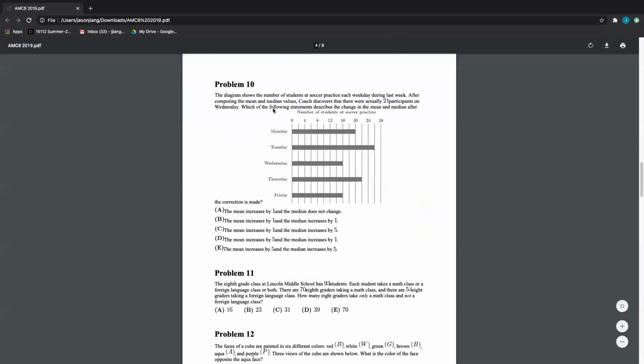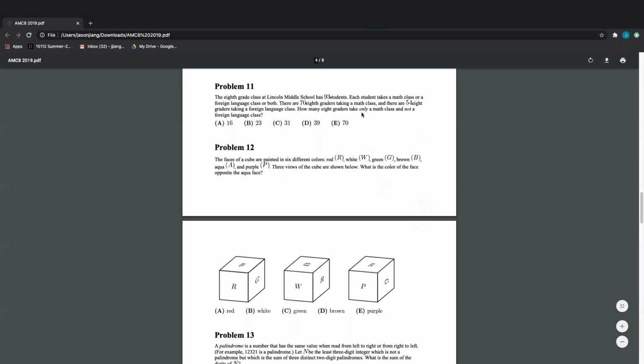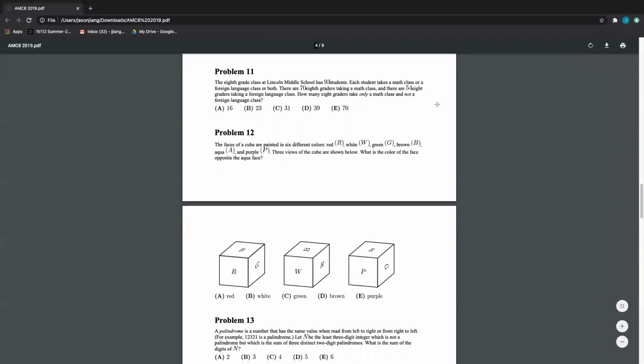Okay. Problem 11. We've got 93 students in an 8th grade class. Each student takes a math class or a foreign language class. We know that there are 70 8th graders taking a math class, as well as 54 who are taking the foreign language class. We want to know how many only take a math class and not a foreign language class. So this sounds like the perfect time to use a Venn diagram. Let's say the left one is math, and the right one is language.